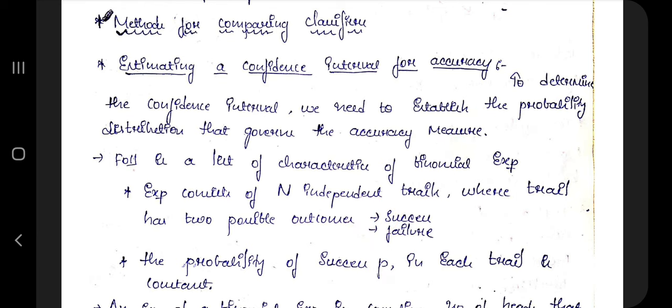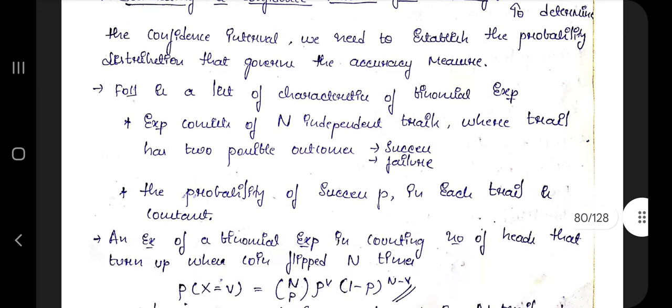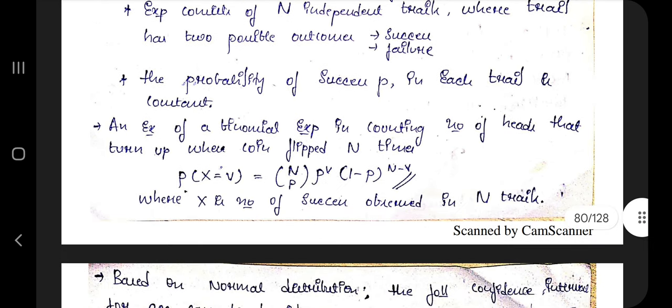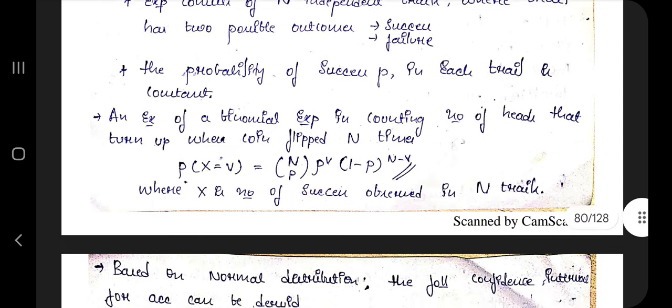First, estimating confidence intervals for accuracy. This you can literally read and get to know what the things are. Okay, I need not explain much about this one. See, you only read. Estimating a confidence interval for an accuracy. So what we have is, we are getting the confidence based on the accuracy. More accuracy means more confidence, less accuracy means less confidence. That's all. And here's the formula for it, the binomial expression formula.